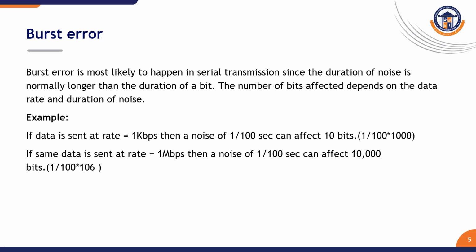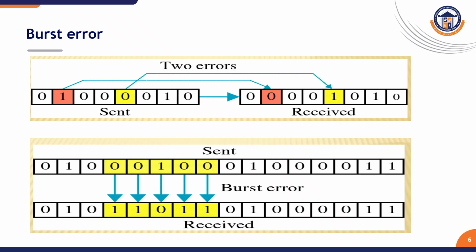Example: if data is sent at a rate of 1 kbps, then noise of 1 by 100 seconds can affect 10 bits. And if the data rate is 1 Mbps, then noise of 1 by 100 seconds can affect 10,000 bits. So these are all the possible bits of error. In this example, we can see that from the sender side to the receiver side, 2 bits have been corrupted.